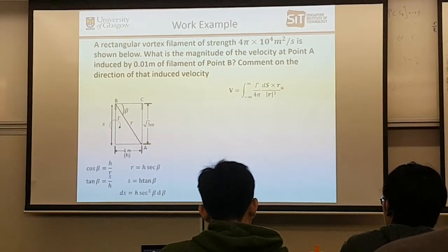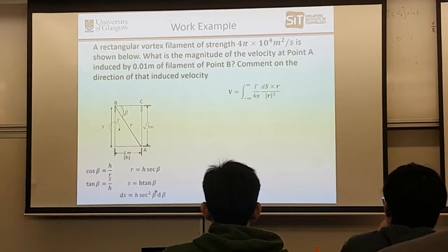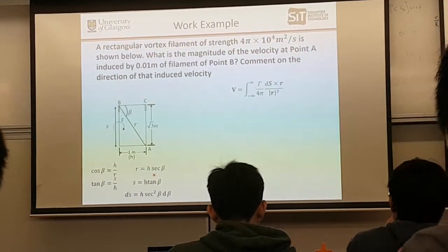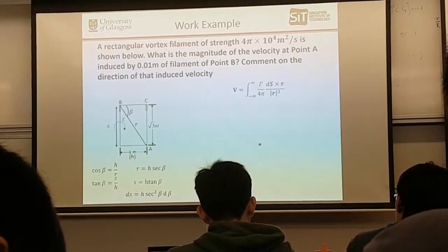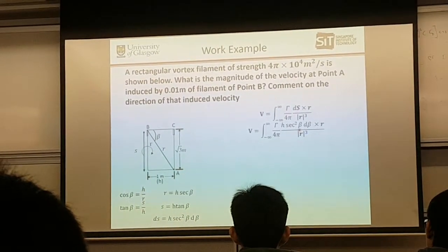Okay, so therefore, before we can do anything, we can just now substitute my ds, which is my h secant square beta, and my r as h secant beta into this equation here. Okay, so I will just do that. I'm just replacing my ds now.